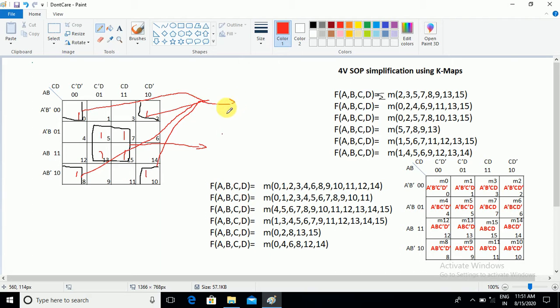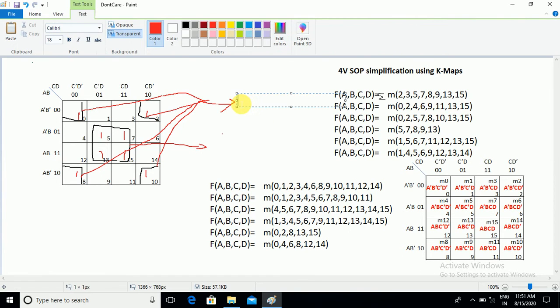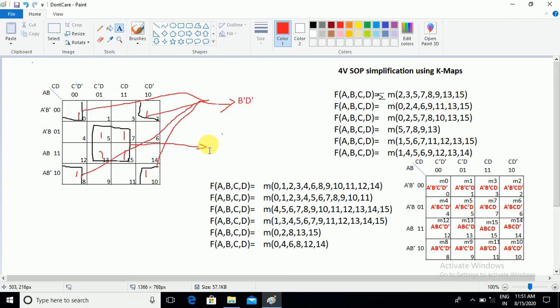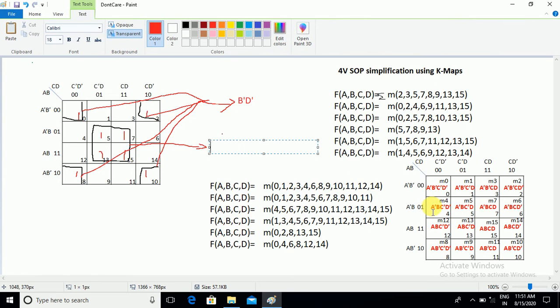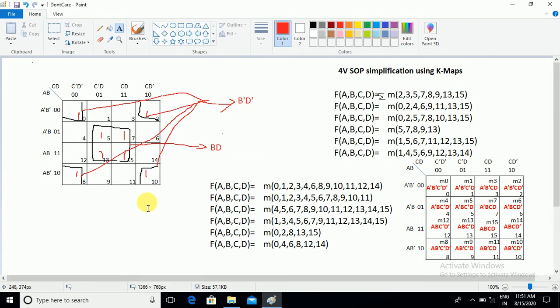What is the answer for the corner cells? A is not common, B dash is common, as well as D dash is common, so the answer will be B dash and D dash. Then next, in the middle group, who is common? A is not common, B is common and D is common. The answer will be B, D. So this is the answer for the given question. Let us go to the next one.